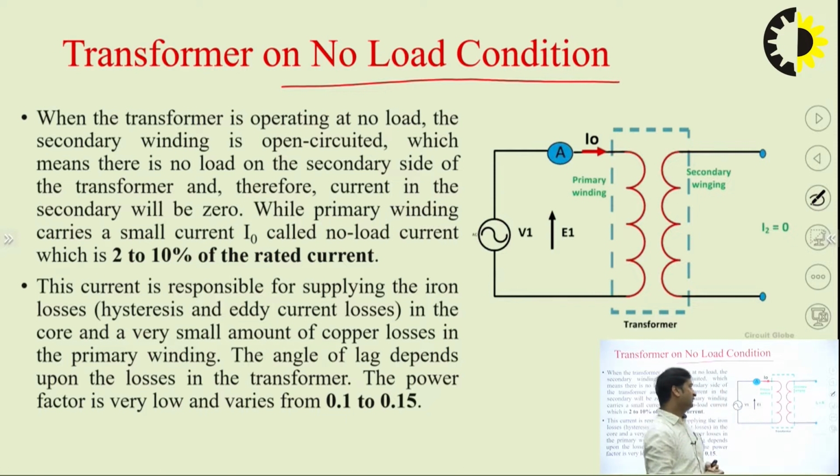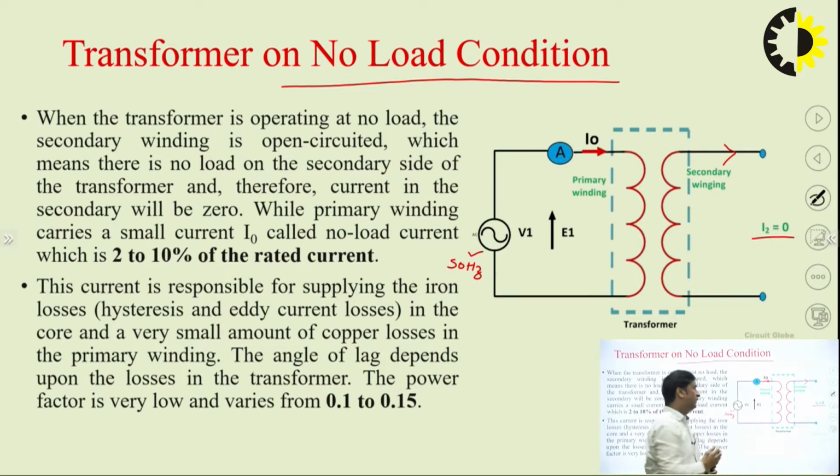This is the primary winding, this is the secondary winding, and in the secondary winding no load is connected. So the current must be equal to 0, that is I2 is equal to 0. Clear? Now, on the primary side, we apply the voltage V1 with some magnitude and frequency. Almost always we use 50 hertz in our system.